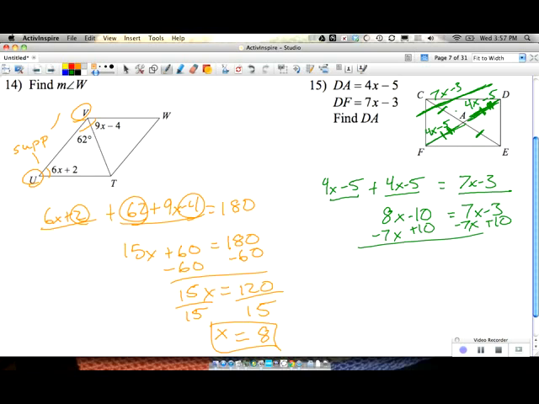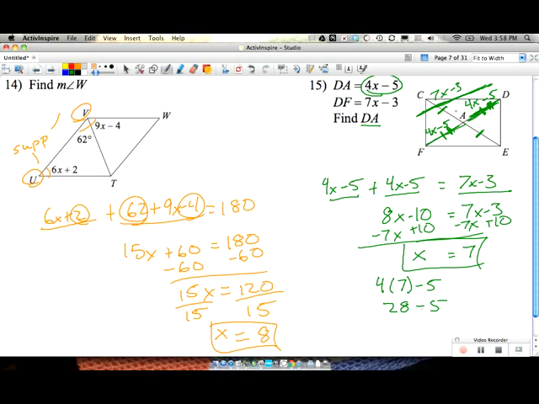It said find DA. And this reminds me, I actually have to go back to the problem before this and do a little bit extra. If I know that DA is 4x minus 5, I got to plug that in. It's going to be 4 times 7 minus 5, or 28 minus 5, which simplifies to 23. So that's DA. DA equals 23.